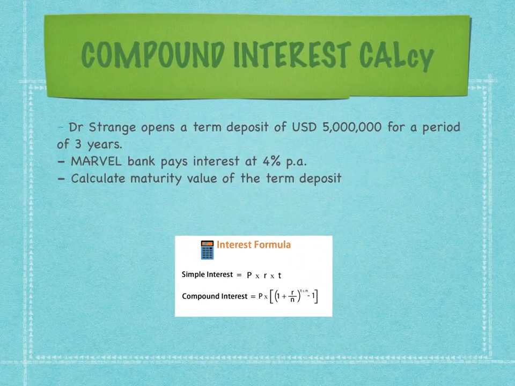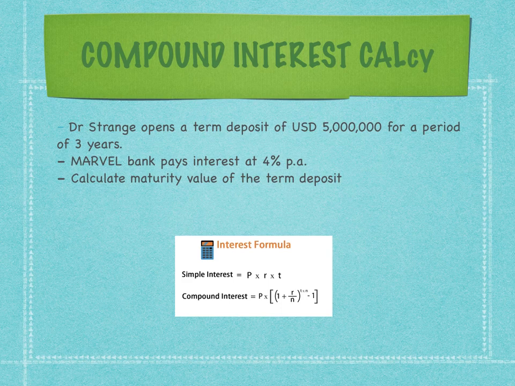Compound interest calculation, let's go back to Dr. Strange. Let's take an example. He opens a term deposit of $5 million for a period of 3 years. Marvel Bank pays interest at 4% per annum. Calculate the maturity value of the term deposit. So for compound interest calculations, you can either use future value, present value calculations on Excel, or you can use the formula of compound interest, which is directly the amount multiplied by 1 plus r raised to the power of n.